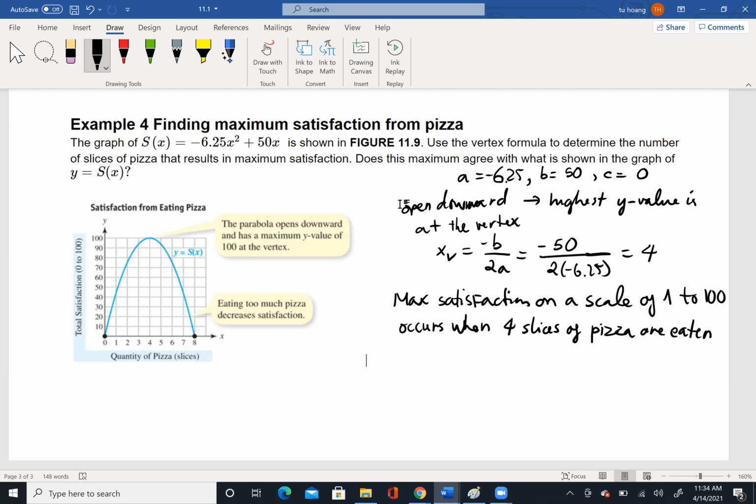So does this agree with the figure? Okay, I'm going to say we agree with the figure. Okay, so yeah, that's it. So we agree.